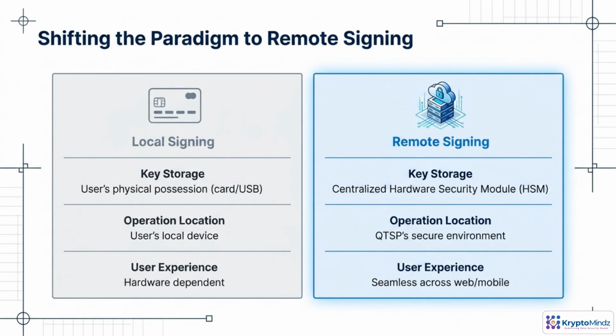When we talk about local signing, think of smartcards or USB tokens. The private key lives with the user, and signatures happen on their own device. Security can be strong, but usability is fragile and depends on specific hardware. Remote signing flips this model. Keys sit centrally in a hardware security module, operated by a qualified trust service provider. The user simply authenticates, usually via web or mobile, and the platform performs the qualified signature on their behalf.